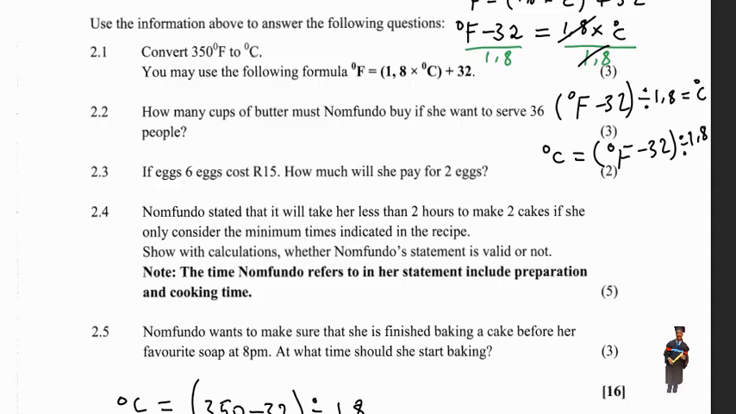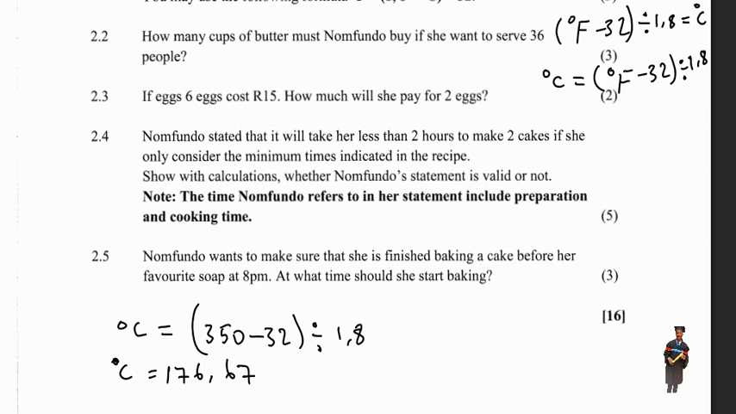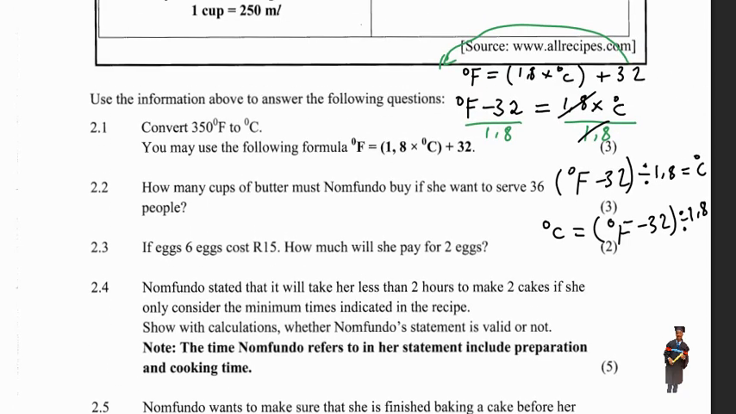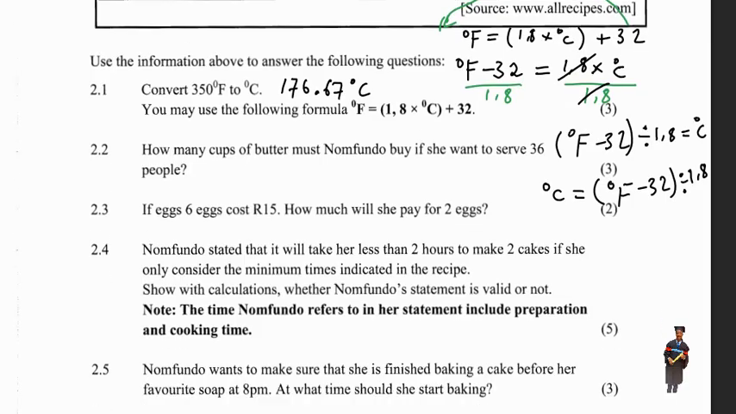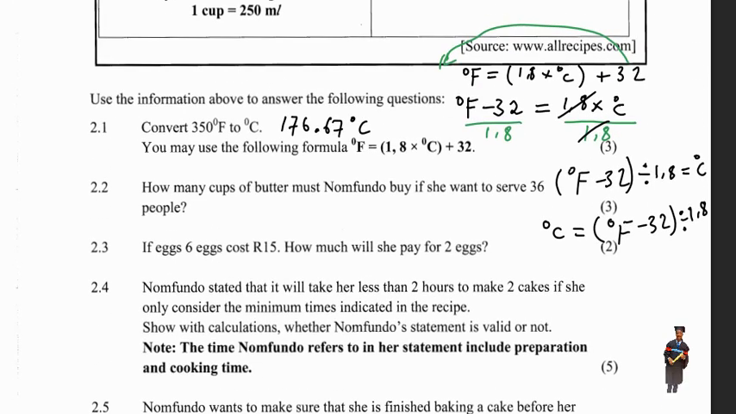How many cups of butter must Nomfundo buy if she want to serve 36 people? All right. Okay, the answer for 1.1 is 176.67 degrees Celsius. Okay, I want to clean up my screen here.